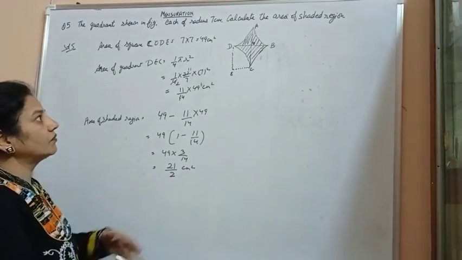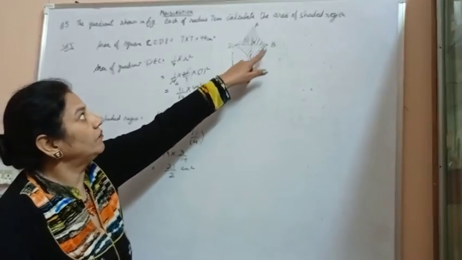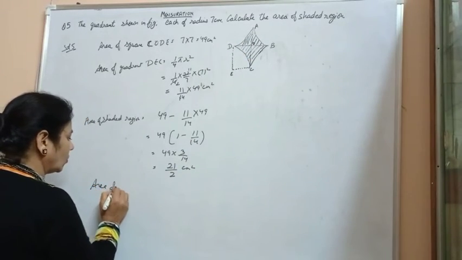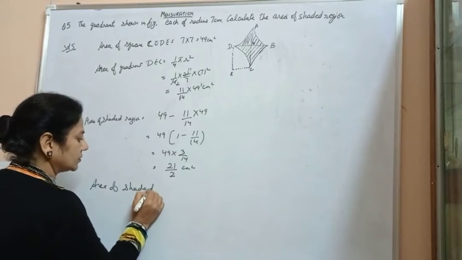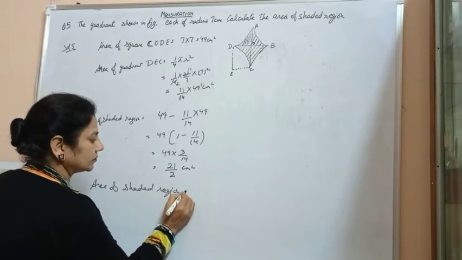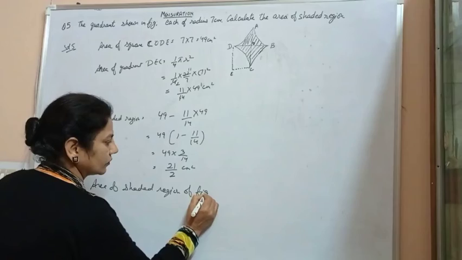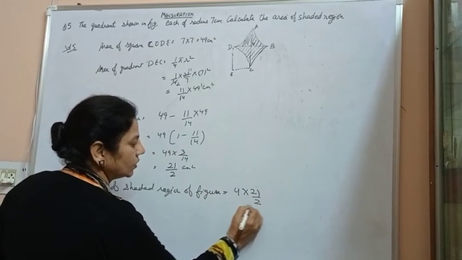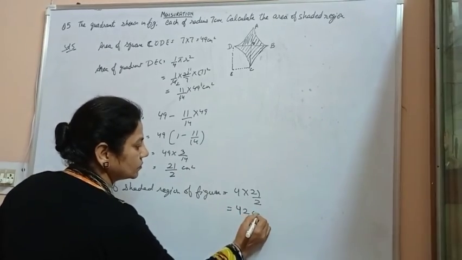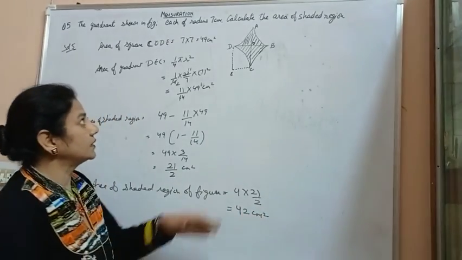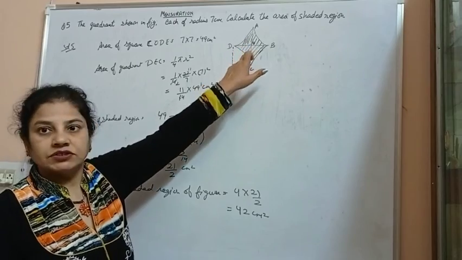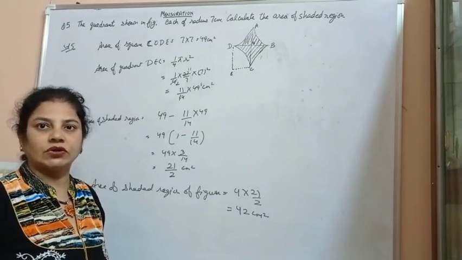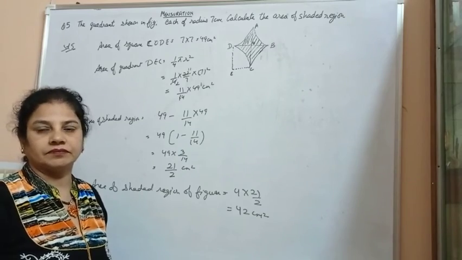This area of region is for one quadrant. And if we talk about all four quadrants, area of shaded region of the figure is equal to 4 into 21 by 2, which is equal to 42 centimeter square. As there are four such shaded regions, we multiply it by 4. We get 42 centimeter square as the area of the shaded region.